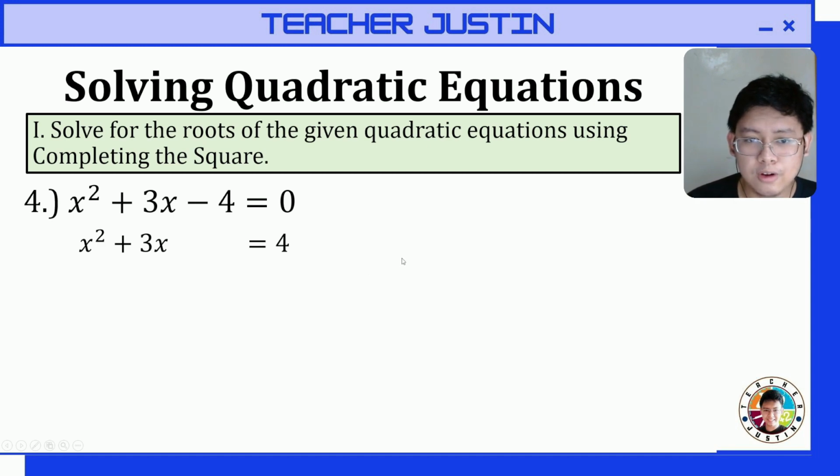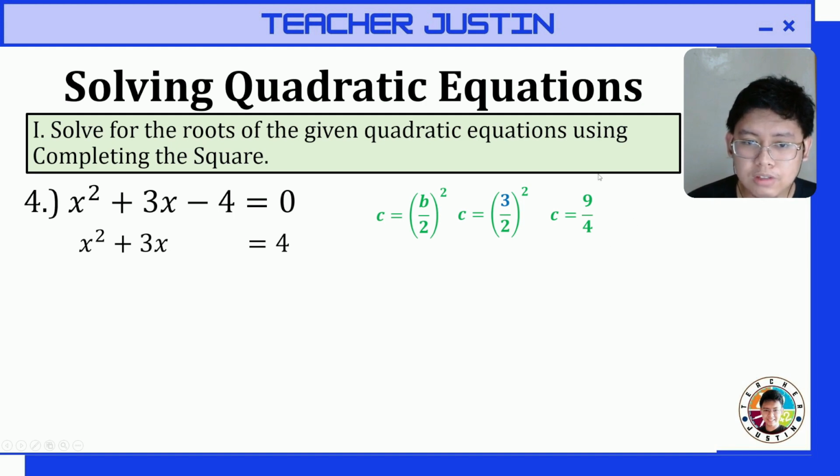So, ang completing the square, meron siyang formula na c is equal to the square of b over 2. We substitute the value of b, and in this case, the value of b is the numerical coefficient of the variable x. So, yung katabing number ni x, which is positive 3. So, substitute natin, we will have c is equal to the square of 3 over 2. Then, we get the square of 3 over 2. So, we square 3 and 2. We will have c is equal to 9 over 4.